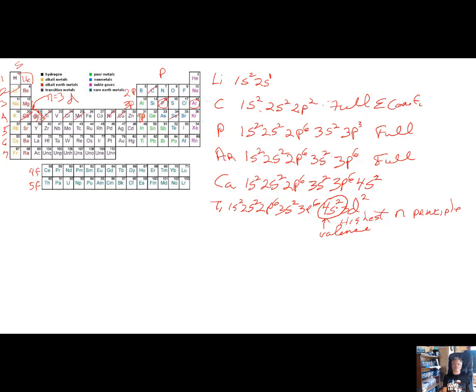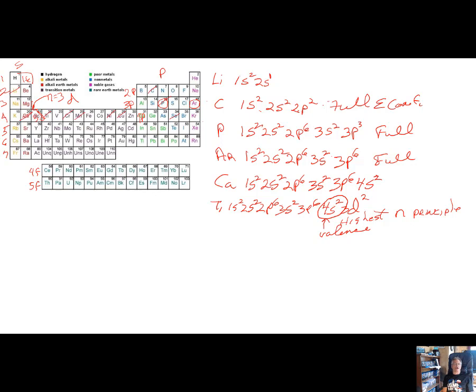So metals tend to lose electrons in chemical reactions. They tend to oxidize, and so these are the electrons that would leave first if titanium were to, for instance, go to a titanium plus 2 cation. And we'll talk about that in a little bit.